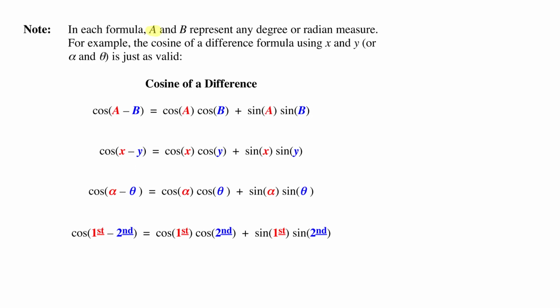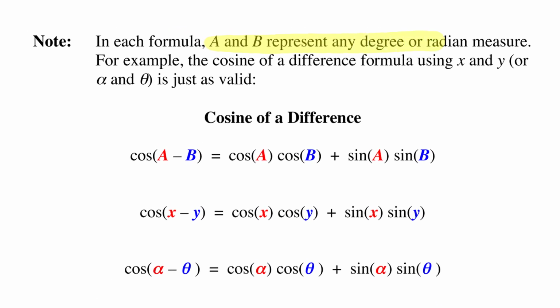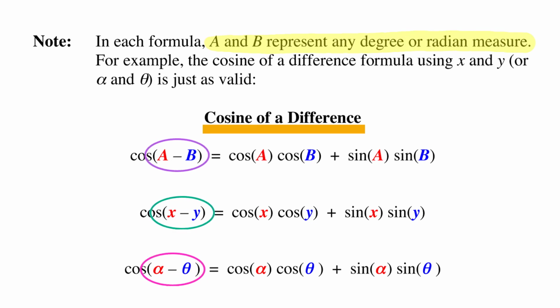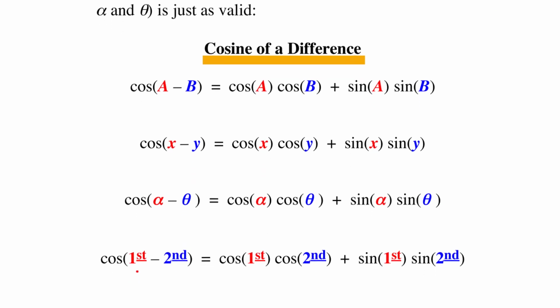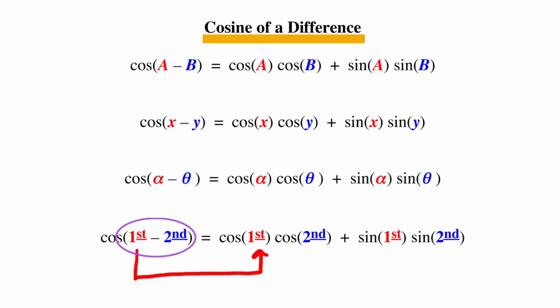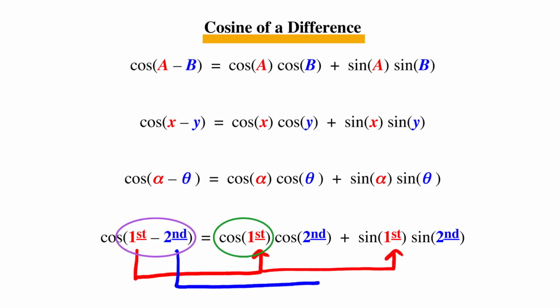Now, we can write this cosine of a difference using a variety of symbols. But the key is knowing that when we see the cosine of A minus B, the A appears in each of those products. Also, the B appears in each of those products. Whether we call it A, B, X or Y, alpha and theta, it doesn't really matter. Basically, it's the cosine of the first minus the second becomes cosine of first, cosine of second, plus sine of first times the sine of second.